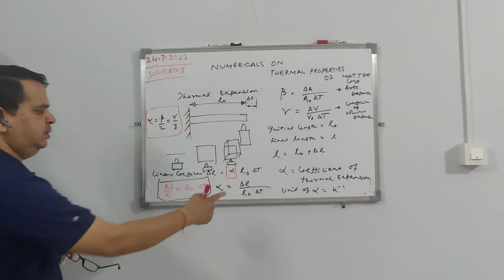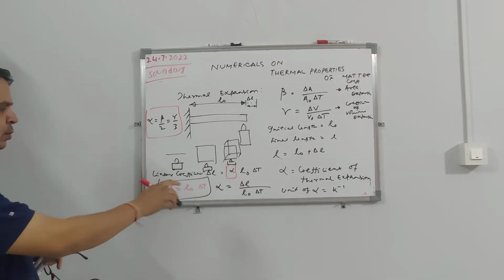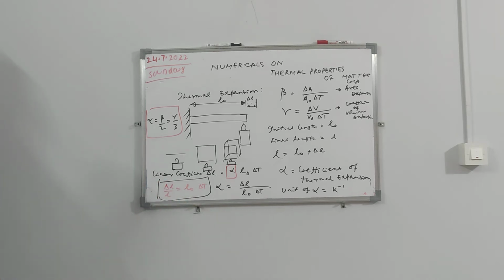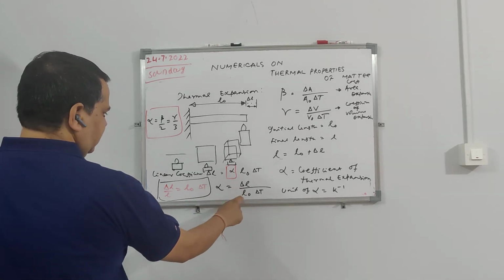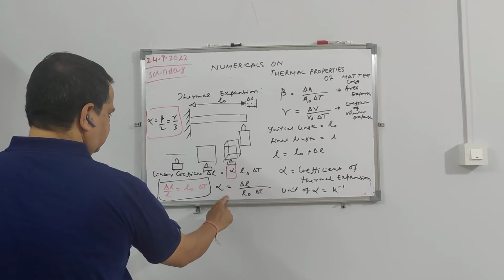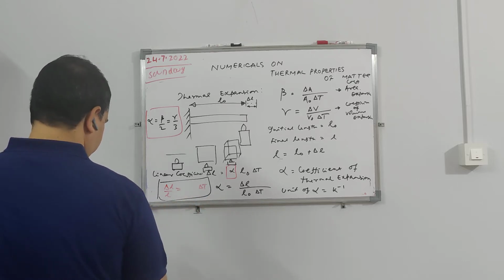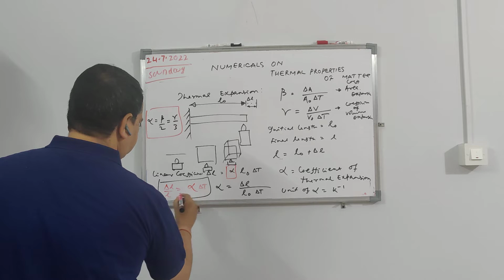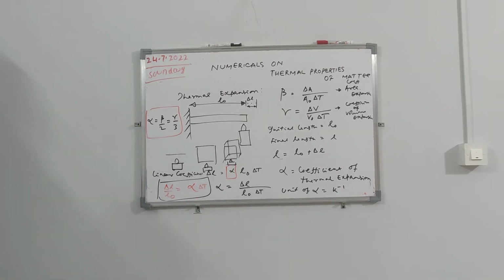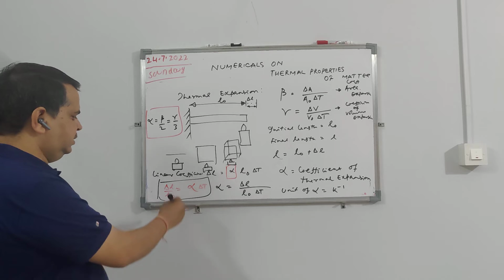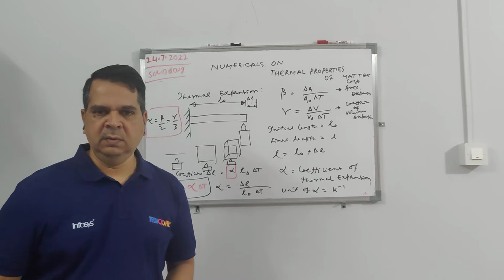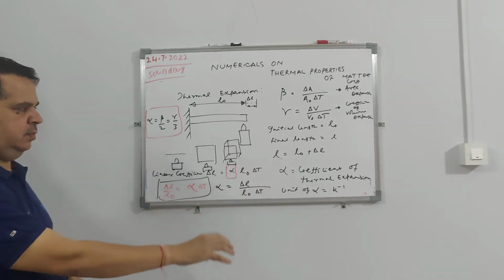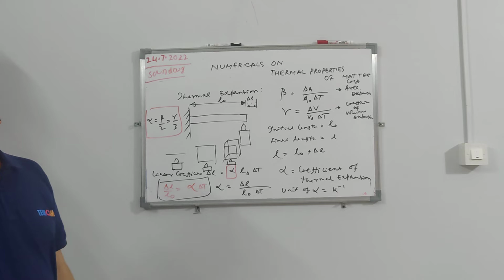Sometimes percentage means delta L by L. So knowing that percentage, you have to use this formula. Delta L by L0 is equal to alpha into delta T. You just have to twist it in a different way, and then you can solve. But the governing equation, you just have to remember this. And there can be some questions on area and volume. If you know this relationship, you can easily find out.